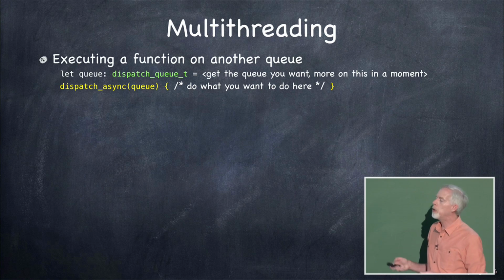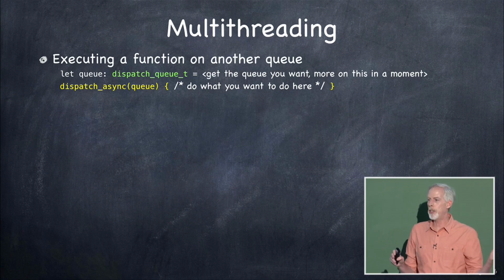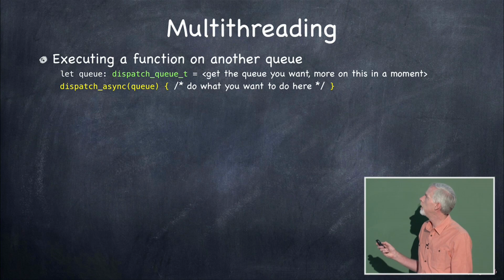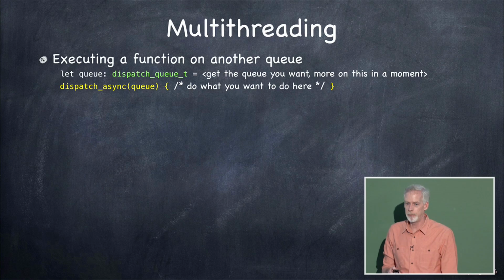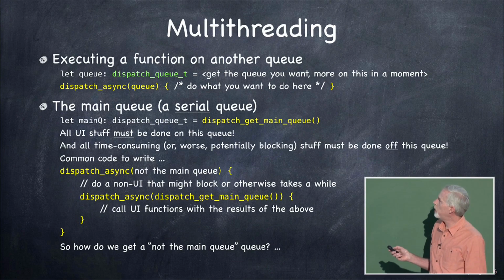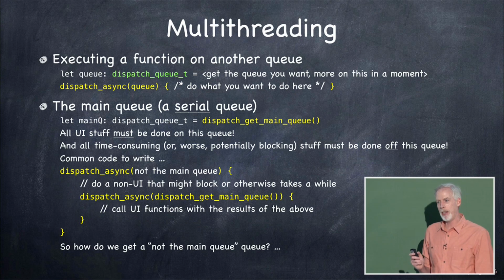What's cool about these closures is they take no arguments and they return no arguments. So they're really easy to put into your code. And you can put anything you want in here. But if this is going to do UI, you better not put it on anything but the main queue. So how do you get the queue? How do you get this little queue argument? Well, for the main queue, you call this function dispatch_get_main_queue.